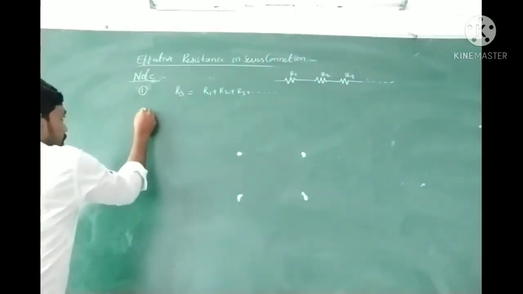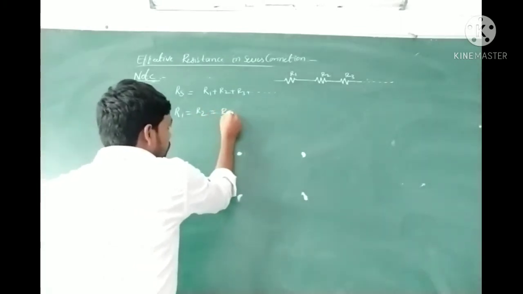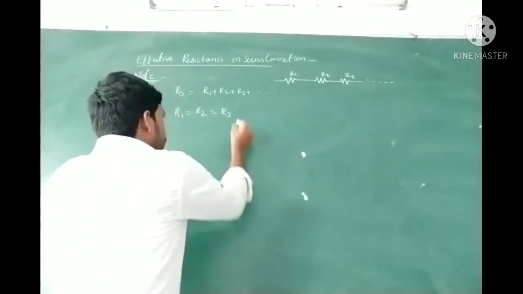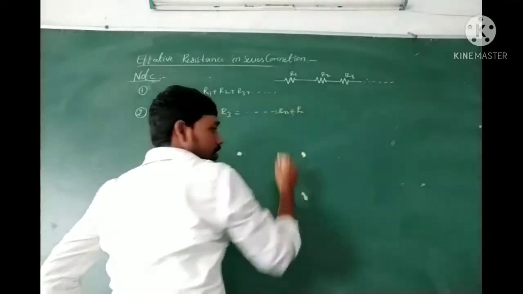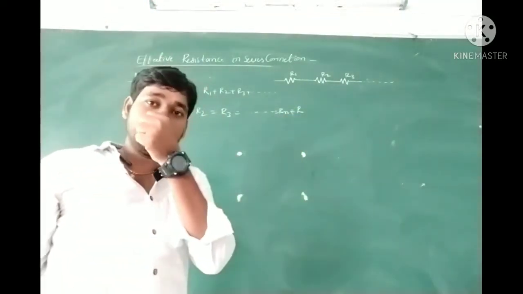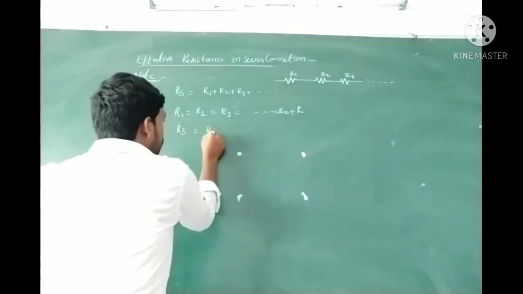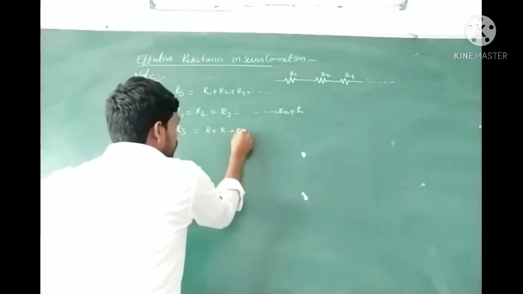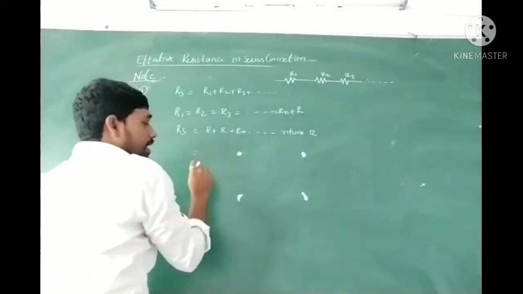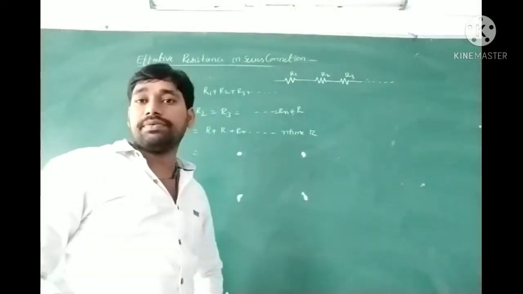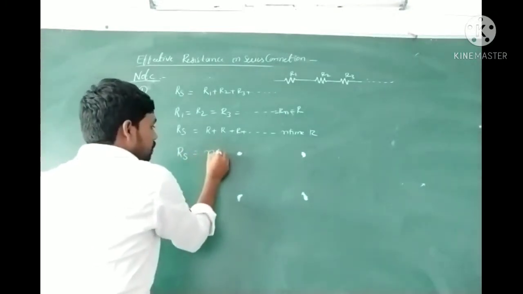Okay, coming to the next one. If resistors R1 equals R2 equals R3 and so on up to Rn are all equal resistors connected in series, all equal to the same R, like 3 ohms or 4 ohms, then the effective resistance is Rs equals R plus R and so on, n times R. If there are 5 resistors, we add R plus R five times, so 5 into R. Here we are adding n times, so it is n into R.